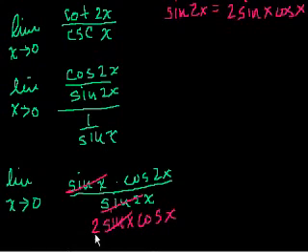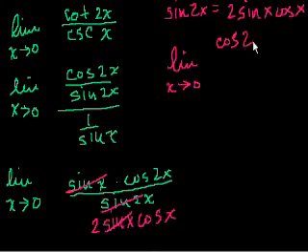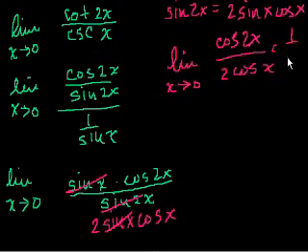And what are we left with? We're left with the limit as x approaches 0 of cosine of 2x over 2 cosine of x. Well, what's cosine of 0? Cosine of 0 is 1. So cosine of 2 times 0, which is 0, that's also 1. So that is equal to 1 over 2 times 1. So it equals 1/2.